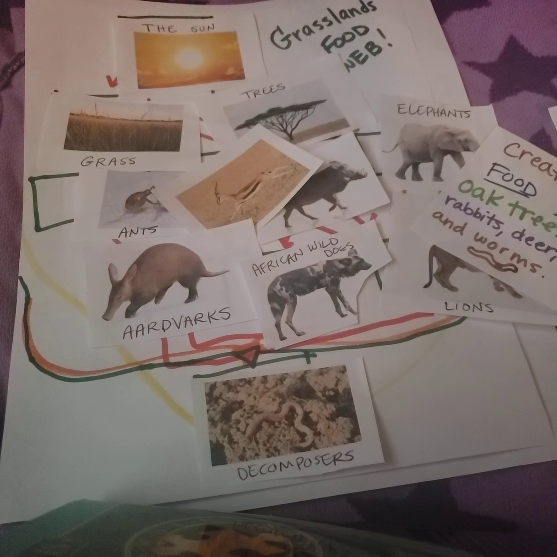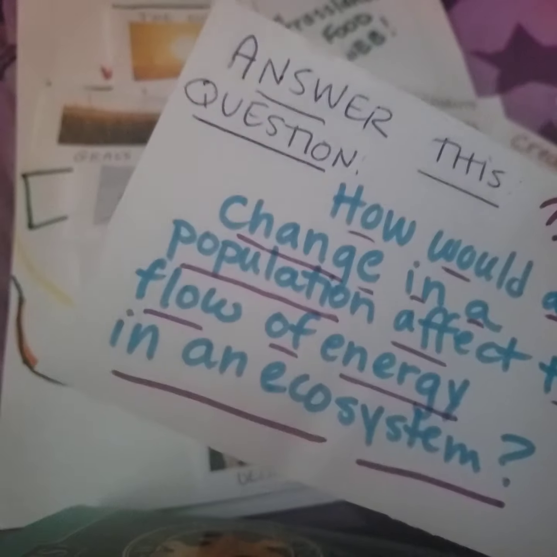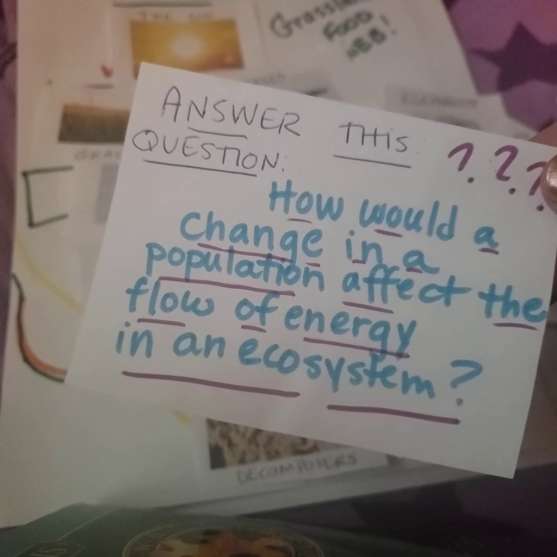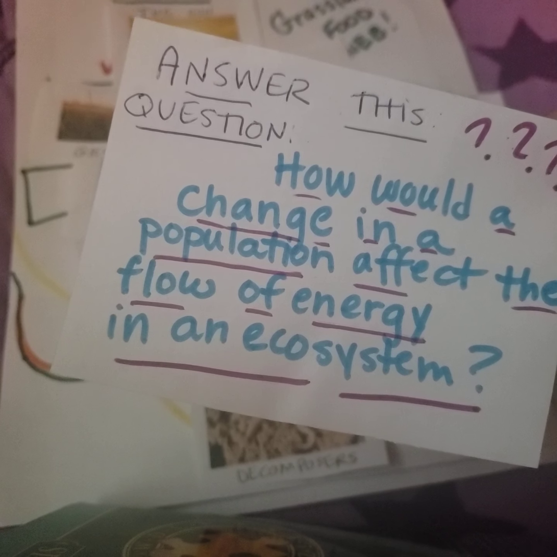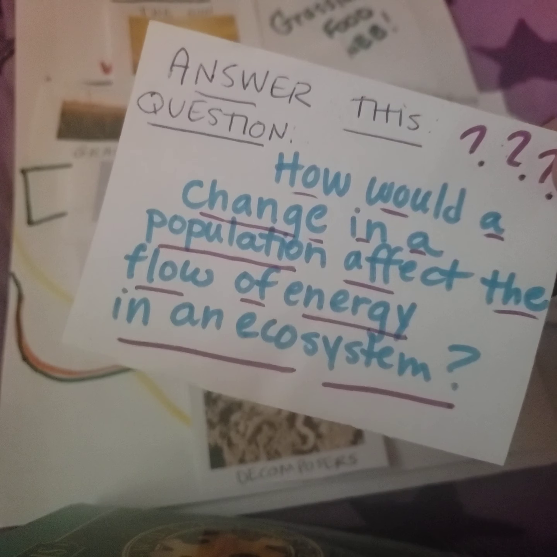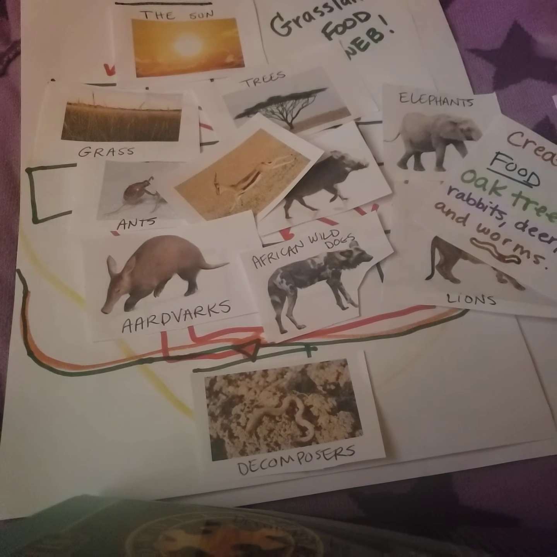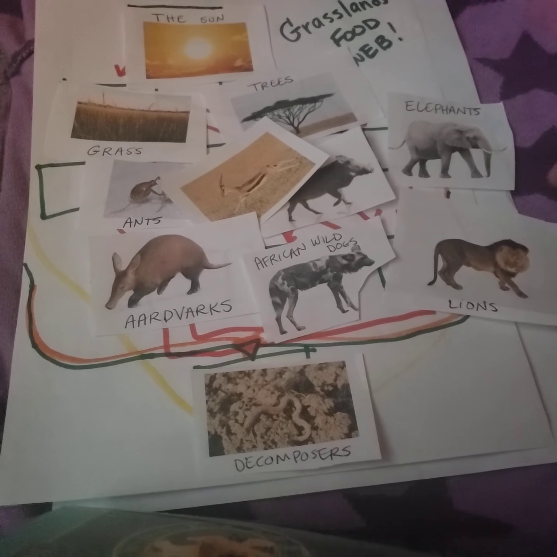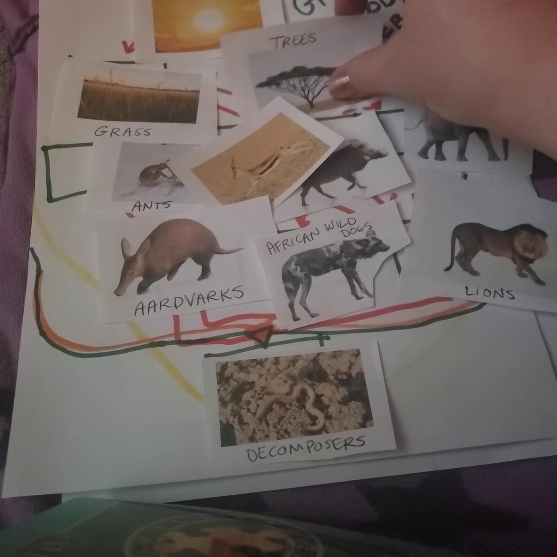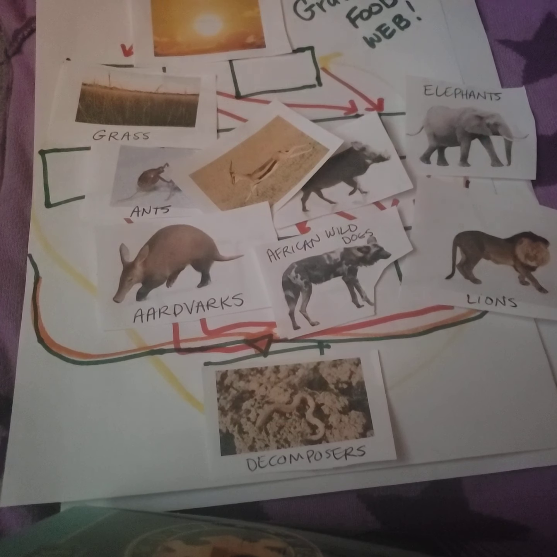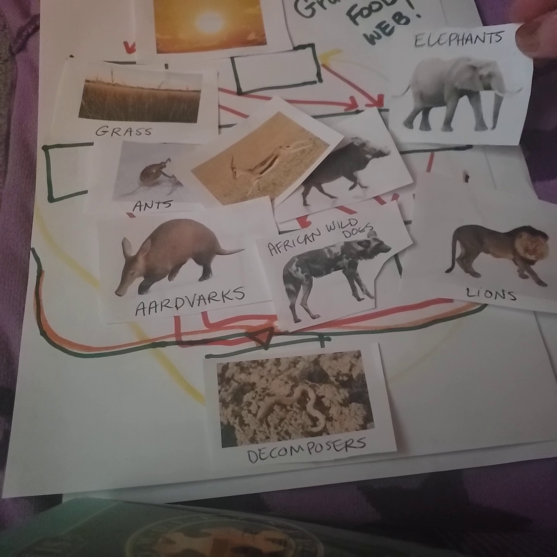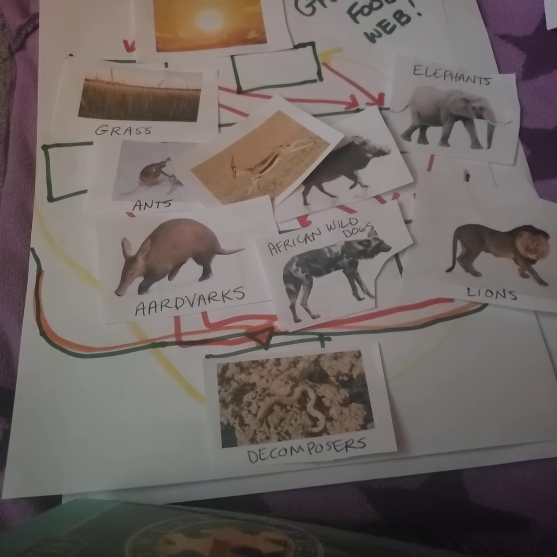And then you're also, in addition to creating that food web, supposed to answer the question, how would a change in a population affect the flow of energy in an ecosystem? How would a change in the population affect the flow of energy in an ecosystem? So you can think about that for a second. If you think about, for instance, all the acacia trees disappeared, we know that there is one consumer here, this primary consumer, elephant. This elephant really relies on acacia trees.